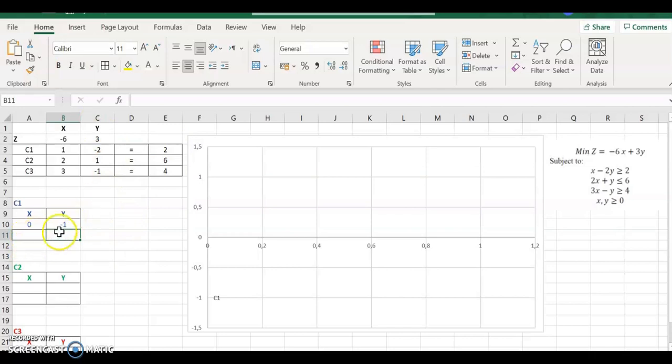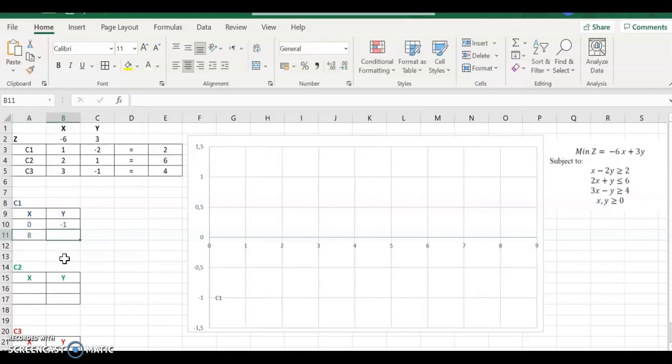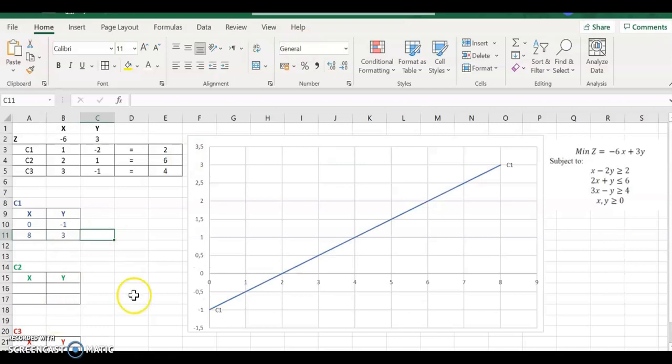We can just replace y by 0, but I'm going to use a different point since it's going to look a bit neater on my graph. So I'm going to be using the point of coordinates 8, 3. Let's see if it satisfies the equation. 8 minus 2 multiplied by 3 is 8 minus 6 equal to 2. So the equation is satisfied.